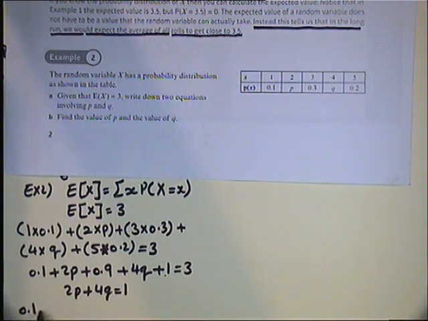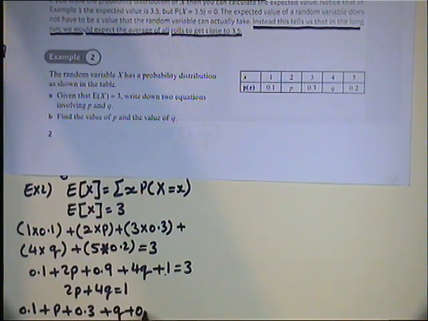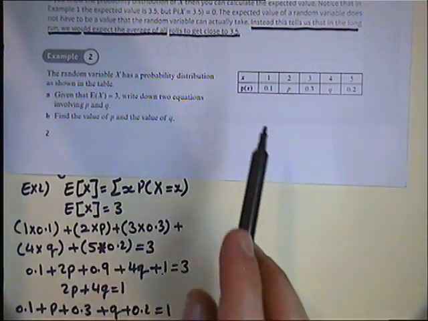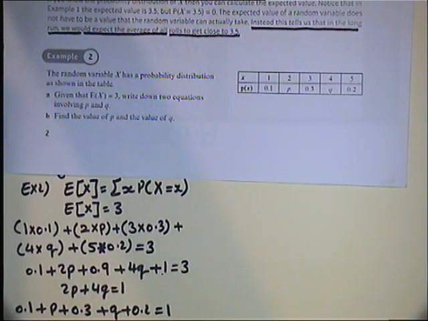So 0.1 plus p plus 0.3 plus q plus 0.2 is equal to 1, which means the outcome should definitely be one of these five outcomes, which adds up to 100%, or 1. 0.1 plus 0.3 is 0.4, plus 0.2 is 0.6. So therefore, p plus q is equal to 0.4.